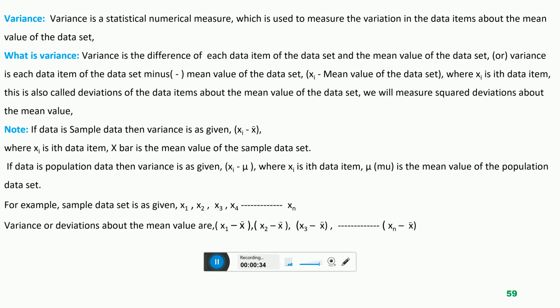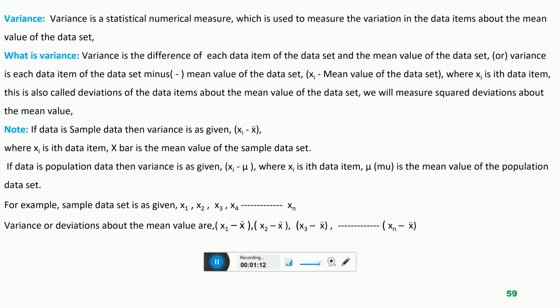Variance is the difference between each data item of the data set and the mean value of the data set. Simply, variance means we can compute the variation of each data item by subtracting the mean value of the data set from each data item of the data set. So we will mathematically compute the variance of each data item. How will we compute it?